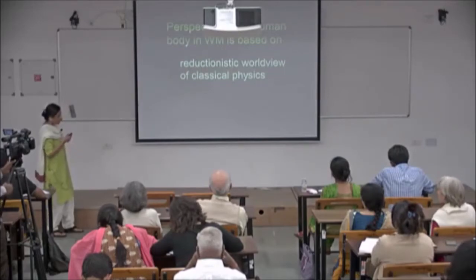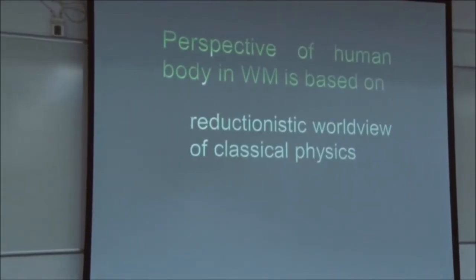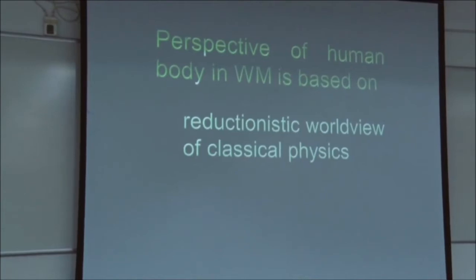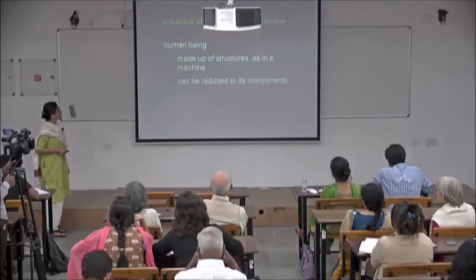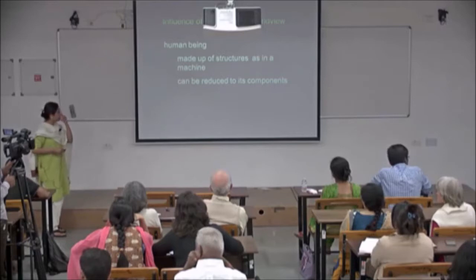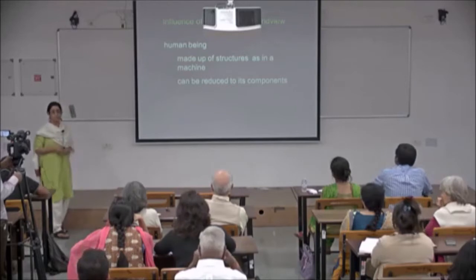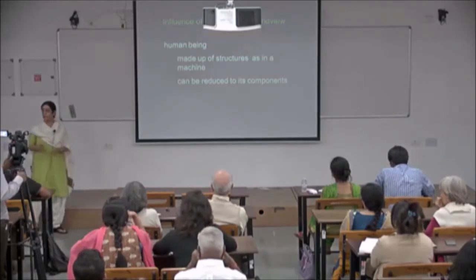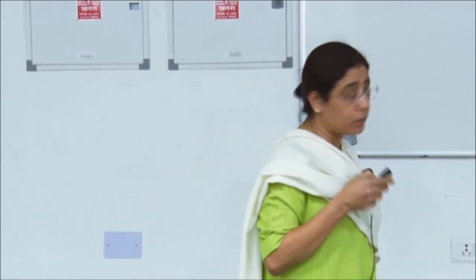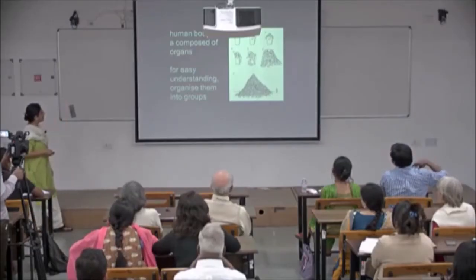So the reductionistic worldview of classical physics has played a major role in how the human system is perceived. The human system is considered as made up of structures as in a machine. So as you can break the machine down into its parts and then analyze it and handle it, the same way the human system is also considered as a machine, and you can reduce it to parts, its components, and then understand how the system works. And this is the philosophical basis of modern medicine in a nutshell.